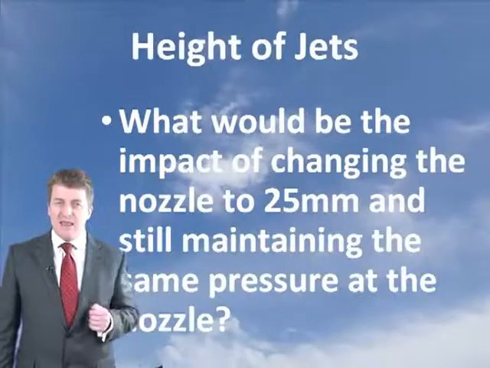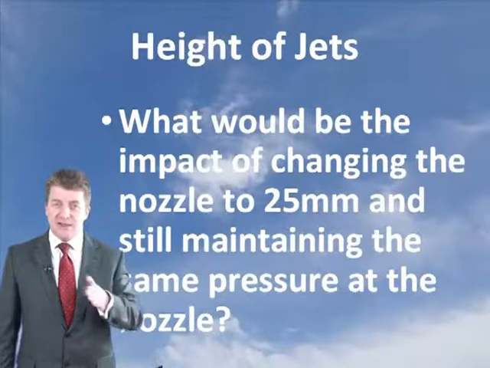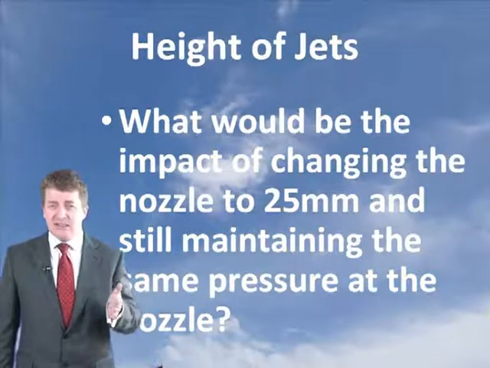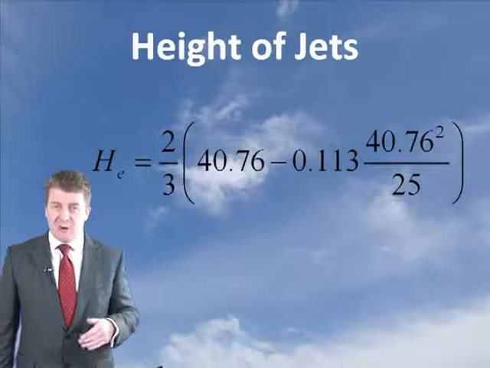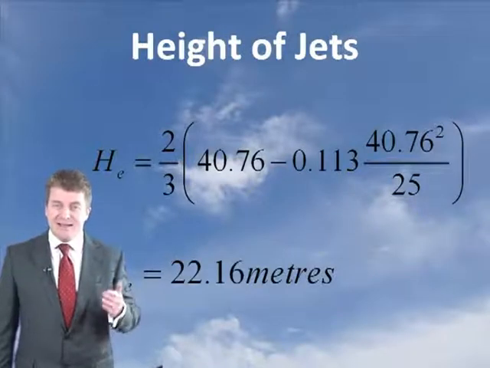Now, what would be the impact of changing the nozzle to 25mm and still maintaining the same pressure at the nozzle? Well, firstly we need to determine the head pressure by converting the pressure into head using this formula. Obviously this one here has not changed, so the pressure's the same at 40.76 metres. Now if we put the new nozzle size in our formula, as you can see here, this comes out at 22.16 metres, so there's still a massive loss.